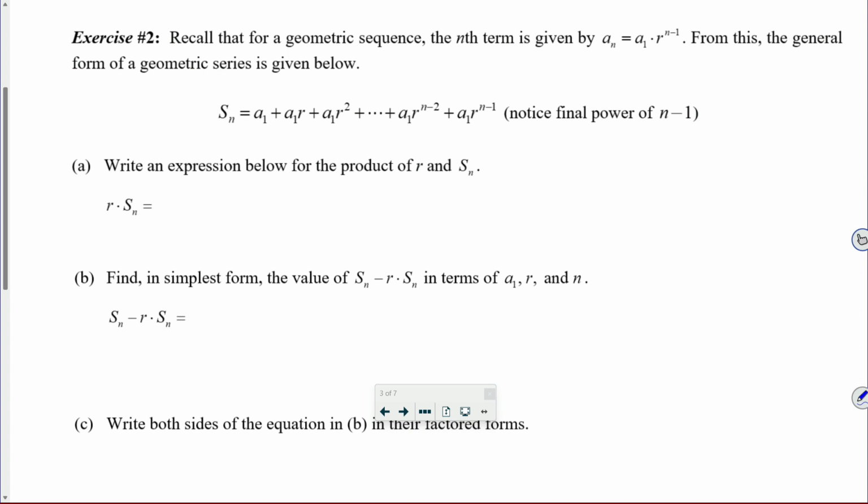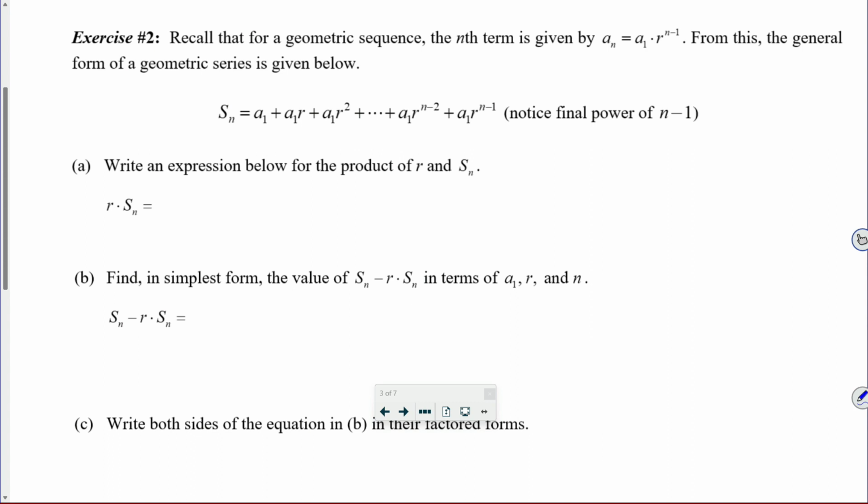Recall that for a geometric sequence, the nth term is given by a sub n equals a sub 1 times r to the n minus 1, and that's really key, times r to the n minus 1. From this, the general form of a geometric series is given below. S sub n equals a1 plus a1 times r plus a1 times r squared, plus all the way up to a1 times r to the n minus 1. And that exponent is really important. Notice the final power of n minus 1.